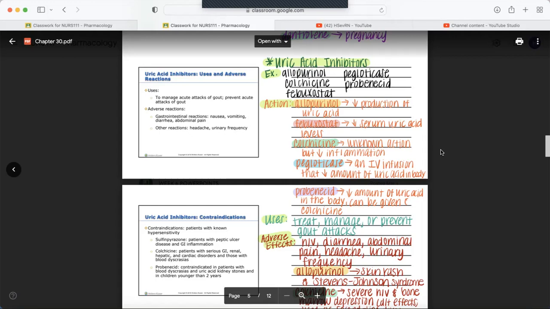Allopurinol works, they all work a little bit differently. So I have them individually categorized by their action. Allopurinol works to decrease the production of uric acid. Febuxostat works to decrease uric acid levels in the blood. So allopurinol decreases the uric acid production. Febuxostat decreases how much is circulating. Colchicine, we don't know exactly how it works, but we know it actually decreases the inflammation in the joints themselves. Pegloticase is an IV infusion that decreases the amount of uric acid circulating. Probenecid decreases the amount of uric acid in the body as well, but it also can be given with colchicine to treat the inflammation. Okay.